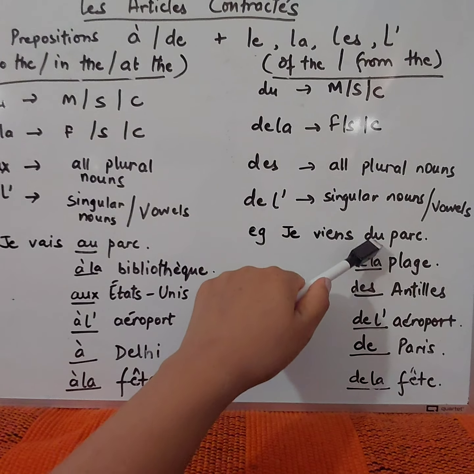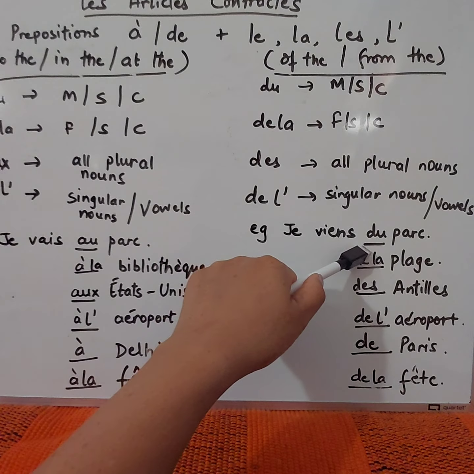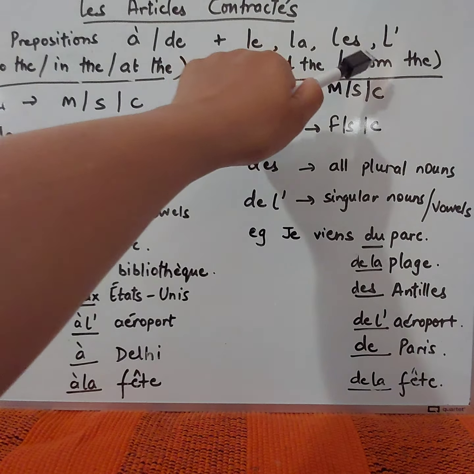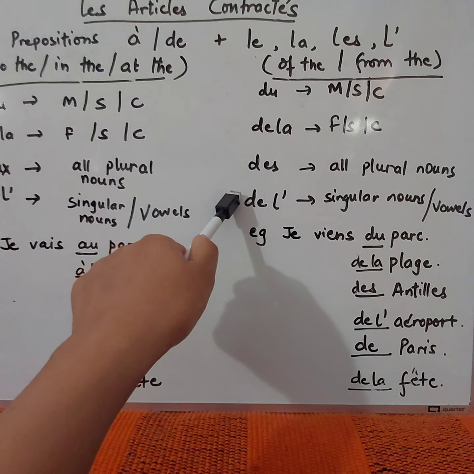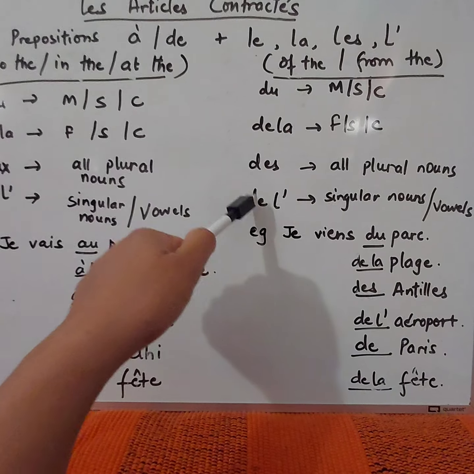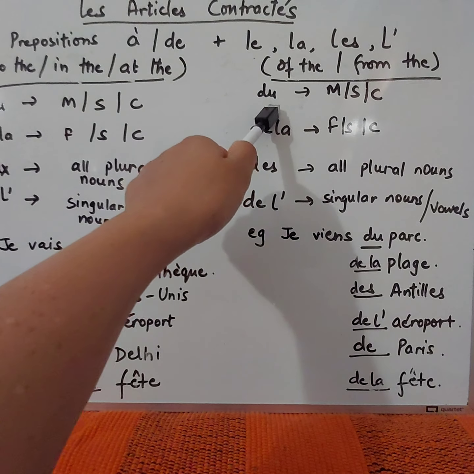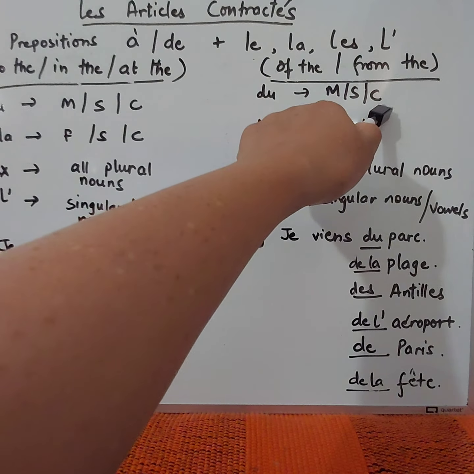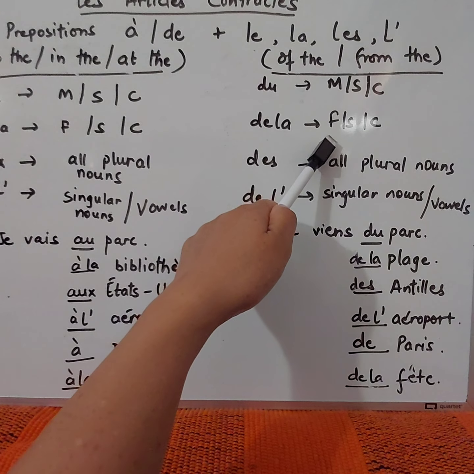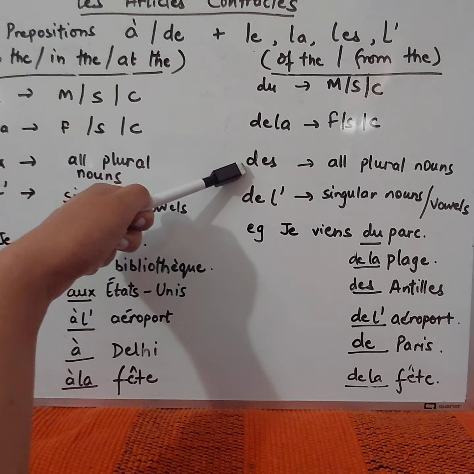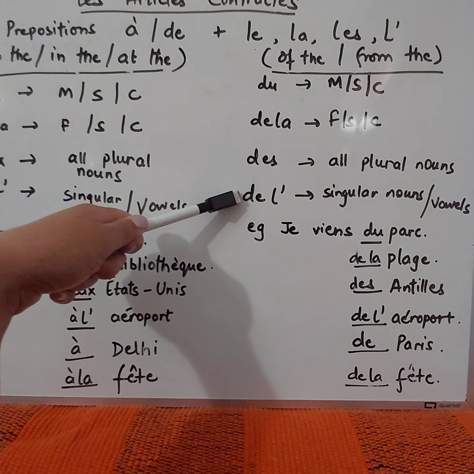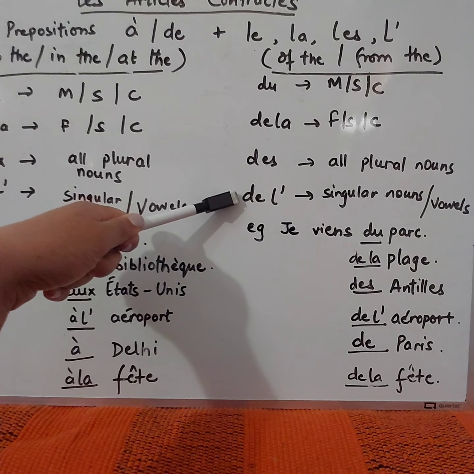So I come from the park, or I'm coming from the park, right? Now, whenever I have to say "of the" or "from the", I'll take the contracted article from this category. That is du, de la, des, l'apostrophe, right? Du is used for a masculine singular noun beginning with a consonant. De la is used for a feminine singular noun beginning with a consonant. Des is used for all plural nouns. The l' apostrophe is used for singular nouns beginning with vowels, right?